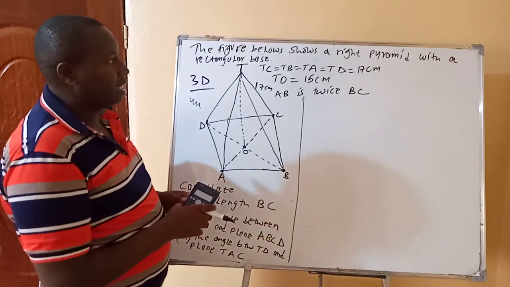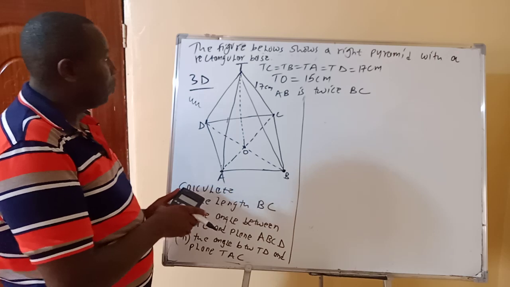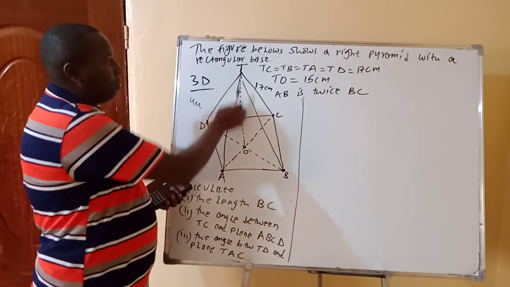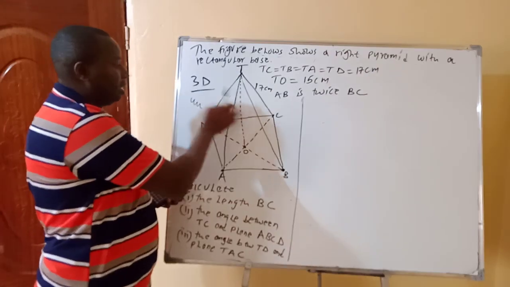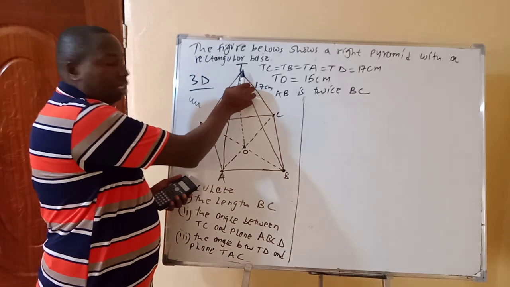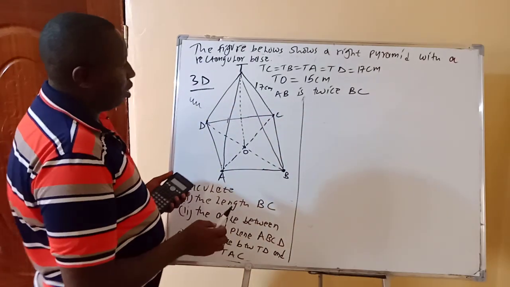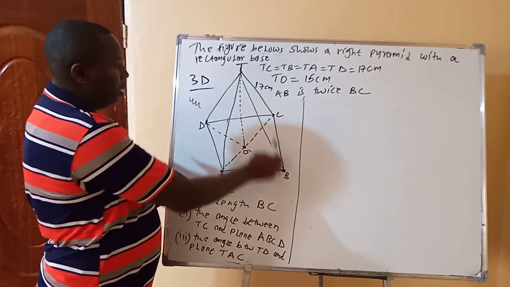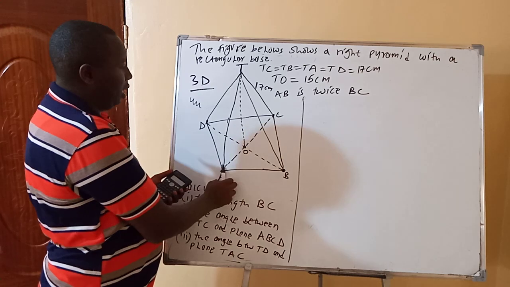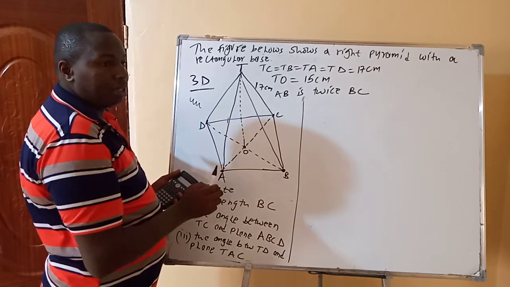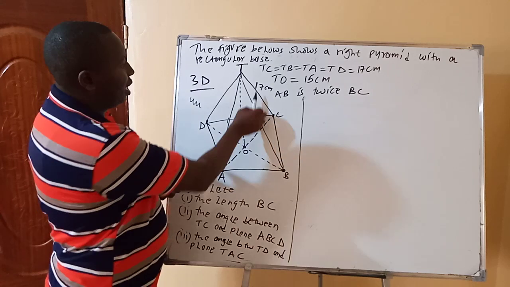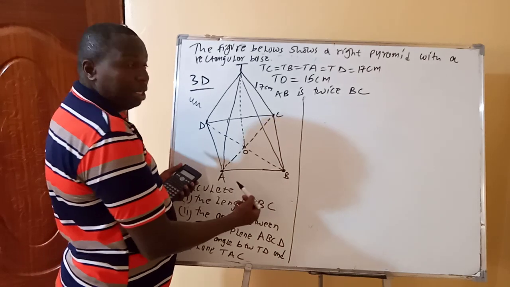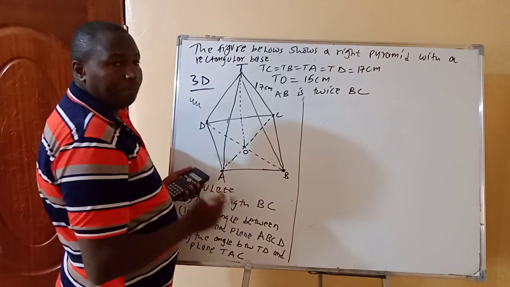Now, the figure below shows a right pyramid with a rectangular base ABCD. It's a pyramid where all the slant edges meet at point T, which is the vertex. You are told that TC equals TB equals TA equals TD, and they are equal to 17. Then the vertical height of this pyramid, TO, is 15.